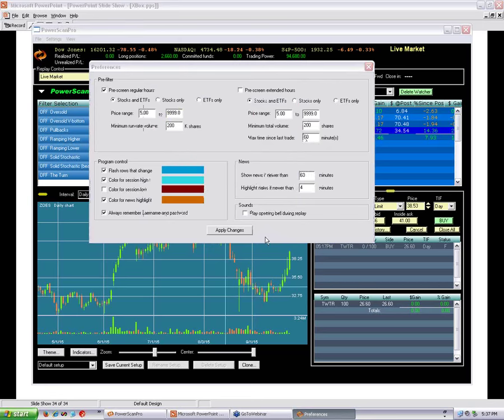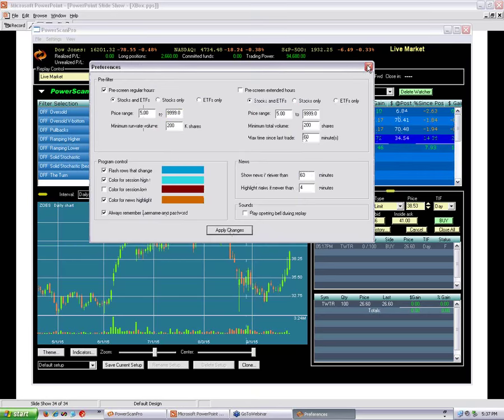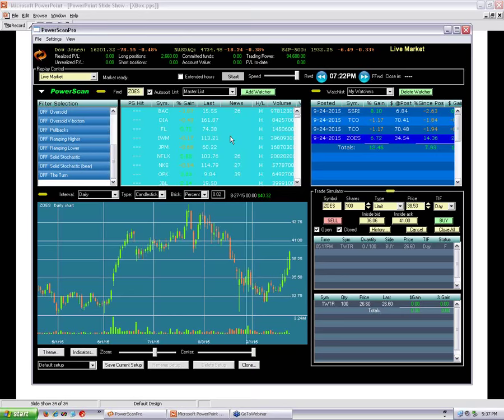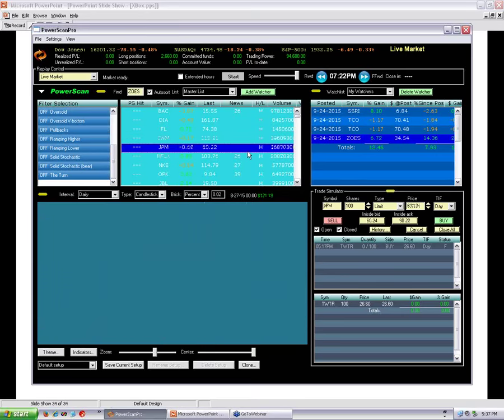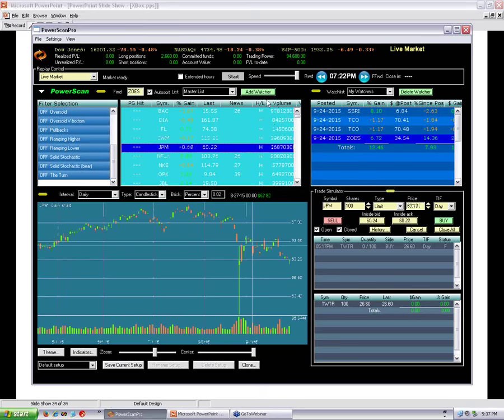And of course, the preferences won't take unless you go apply changes. There, see, now it's this nice bright blue. It's hard to read. I don't like that. That's how you do colors for session high and low.